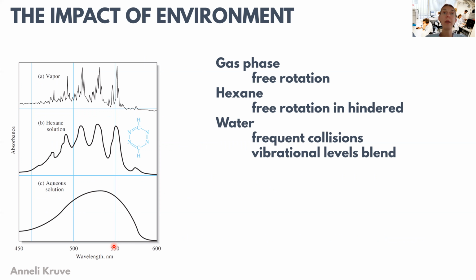Let's look a bit at the impact of the environment. One aspect that can be influential is the solvent, or the lack of it. Here is a spectrum of a triazine in gas phase, hexane solution, and aqueous solution. In the gas phase, we can see a fairly fine structure of the spectra. This comes from the fact that in the gas phase the molecules are free to rotate, so we start also seeing the individual rotational excitation levels in our absorption spectrum.